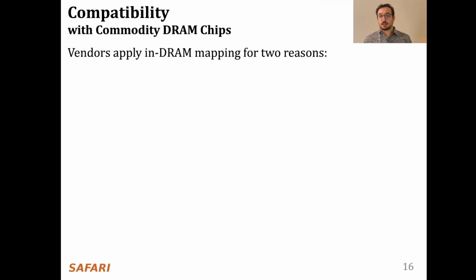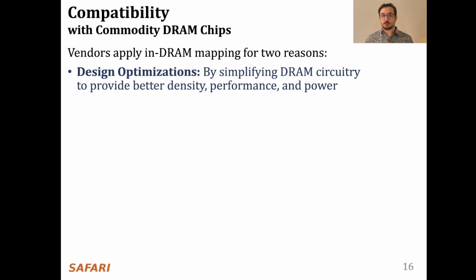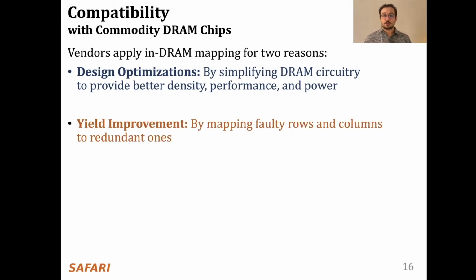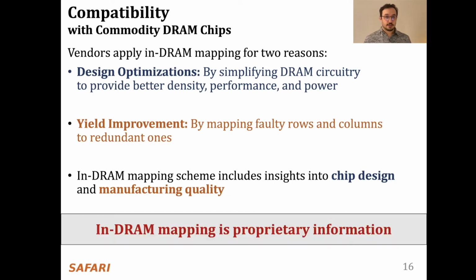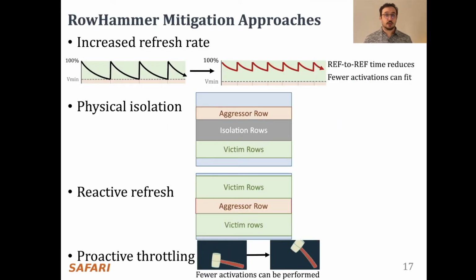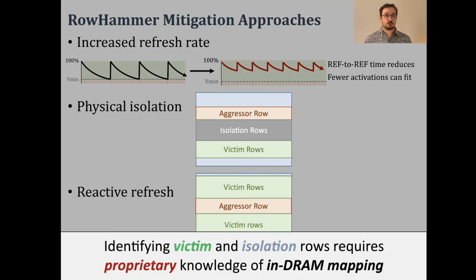DRAM vendors apply this in-DRAM mapping for two reasons: to enable circuit design optimizations to meet density, performance, and power constraints, and to improve their yield by mapping faulty rows and columns to redundant ones. Therefore, in-DRAM mapping includes insights into chip design and manufacturing quality, and that is why it is proprietary information. Unfortunately, physical isolation and reactive refresh need this proprietary information to identify which rows to isolate or refresh.